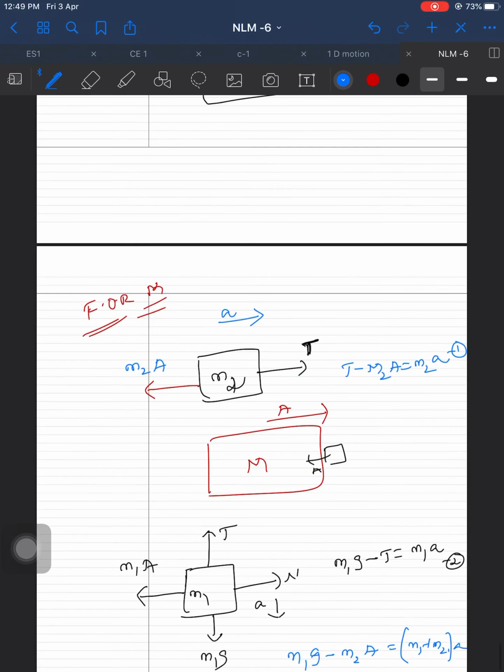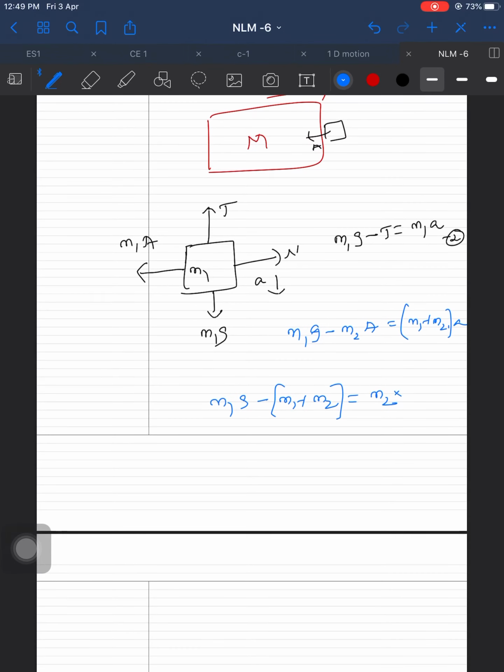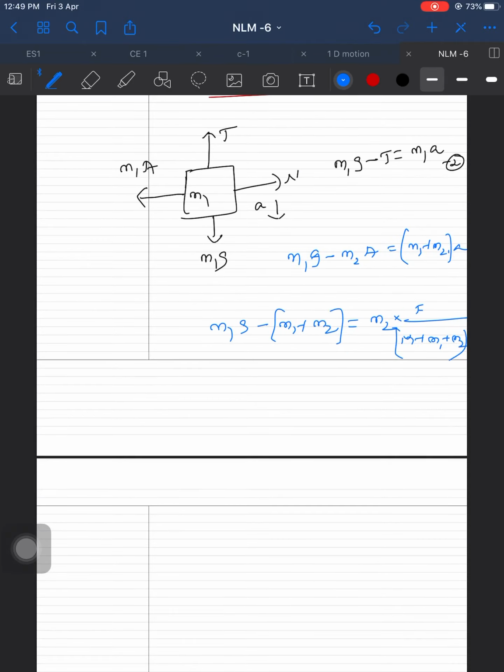What is A? A is equal to F over M into (m1 plus m2). Send it to the other side. F is equal to m1 m2 over (m1 plus m2 plus capital M) into g minus (m1 plus m2) by m2.